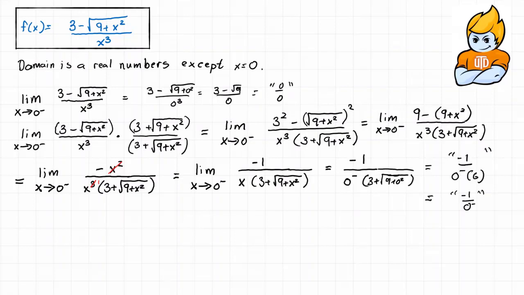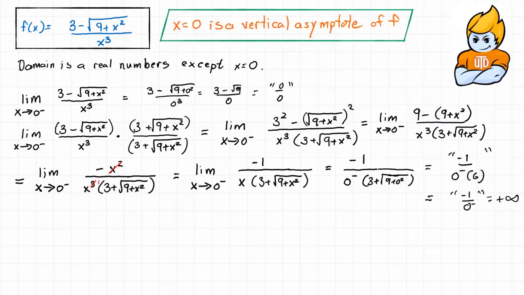So we get a negative non-zero value divided by a denominator that goes to 0 from the negative side. So the resulting limit is positive infinity. Without doing any further work, we can conclude that x equals 0 is a vertical asymptote of f, because at least one of the one-sided limits is an infinite limit.